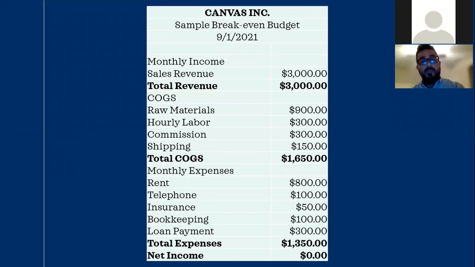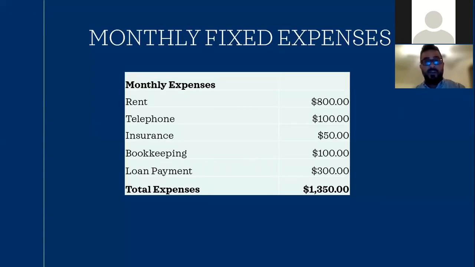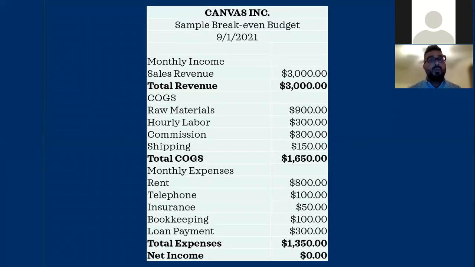And then you have your monthly expenses, they don't change. They're basically these here, right? Your rent, your telephone. So this is another way of putting those smaller budgets into one bigger budget. And this one shows you the monthly income of 3,000, cost of goods sold 1,650, and monthly expenses of 1,350.